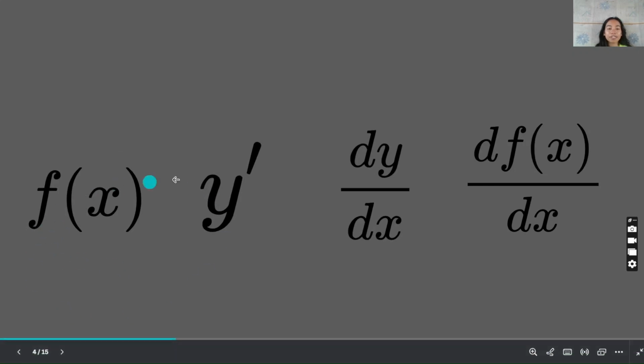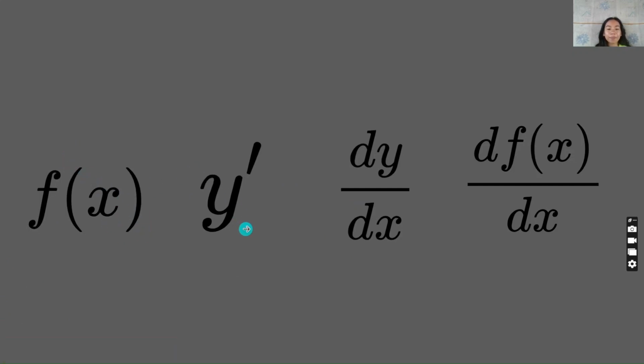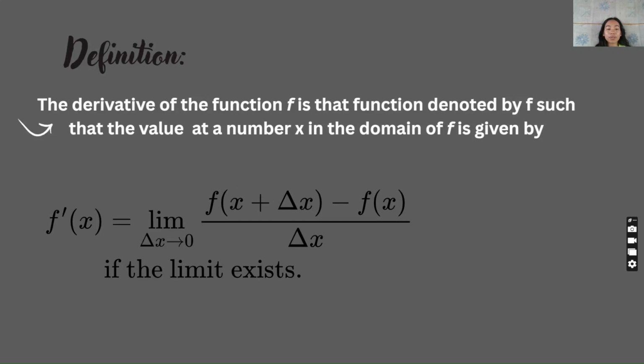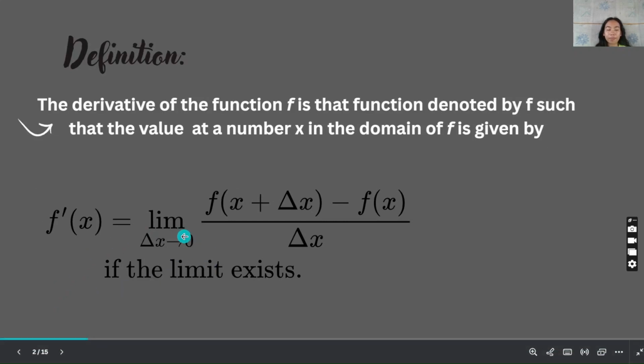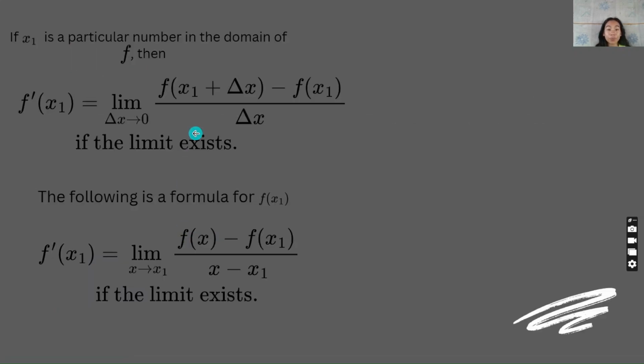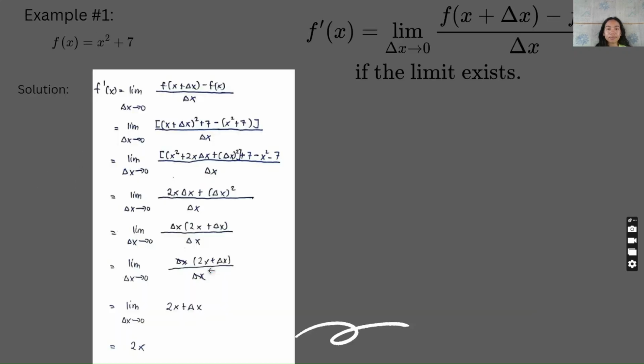We have here our different notations for derivatives. We have f prime of x, y prime, dy over dx, or d of f of x all over dx. So we can use any of these notations depending on what is given or how the expression is given. So now for our examples to come, we are going to use all of these formulas, formula number 1, number 2, and number 3.